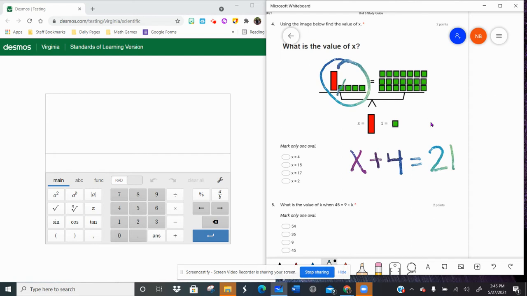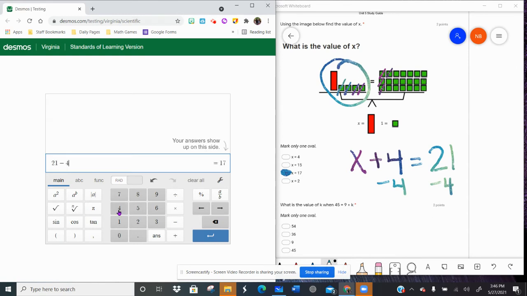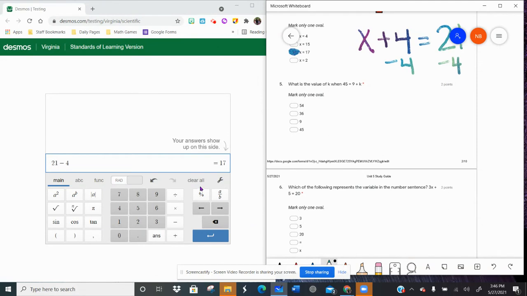If I take away 1, 2, 3, 4, so that the x is alone here, and then I just count my remainder: 1, 2, 3, 4, 5, 6, 7, 8, 9, 10, 11, 12, 13, 14, 15, 16, 17. So x is 17. Makes sense, right? Because if I subtract 4 here, and I subtract 4 here, and I go over to my calculator, 21 minus 4, boom, 17. Brilliant.